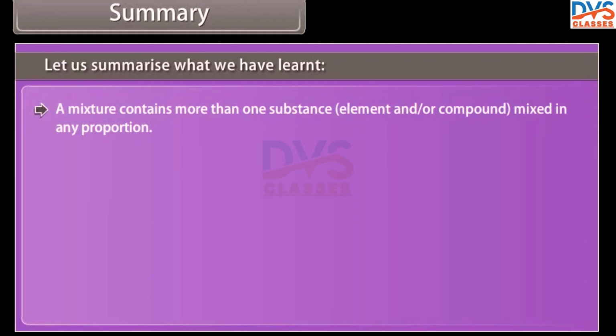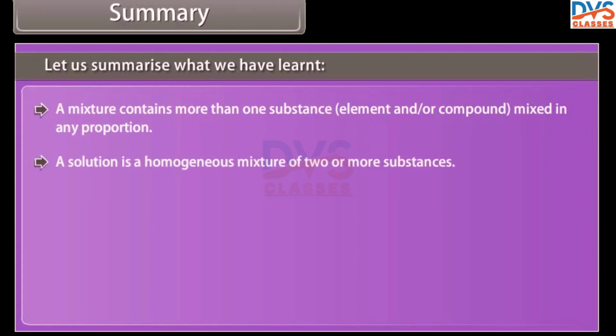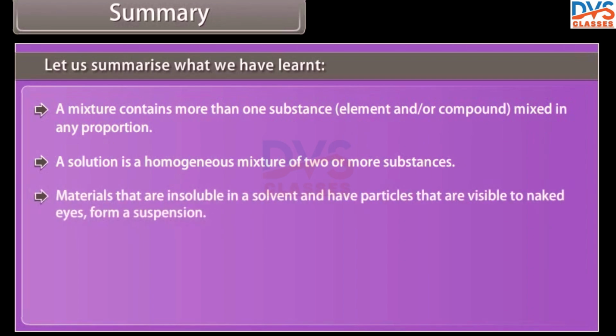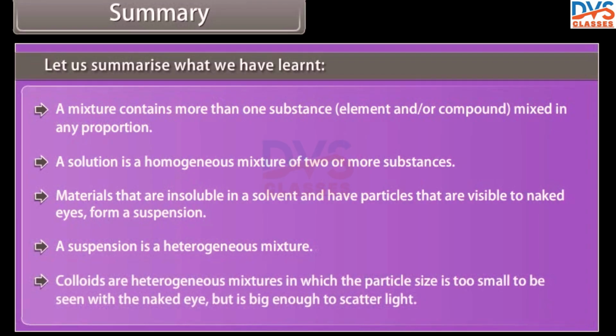Let us summarize what we have learned. A mixture contains more than one substance, element or compound, mixed in any proportion. A solution is a homogeneous mixture of two or more substances. Materials that are insoluble in a solvent and have particles that are visible to naked eyes form a suspension. A suspension is a heterogeneous mixture. Colloids are heterogeneous mixtures in which the particle size is too small to be seen with the naked eye but is big enough to scatter light.